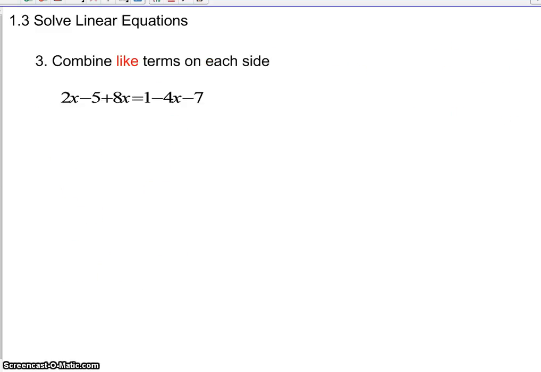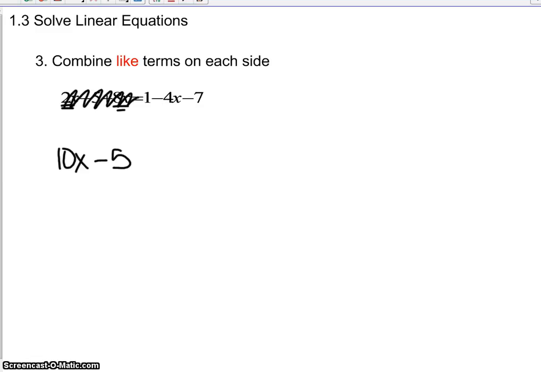All right, step 3, what we want to do is combine like terms on each side. What we're truly doing is going back to simplifying expressions, and I'm going to treat each side as an expression. And so I'm going to combine like terms. So I have an 8x and a 2x, so if I put them together, there's 10 of them. I have a constant that's all by itself.